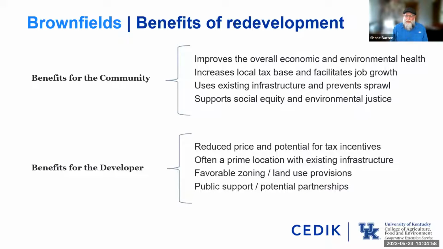But for developers, they often get the benefits of a reduced price because there may be some kind of contamination or perceived contamination. Often they can work with their local municipalities to get some tax incentives, or maybe even their state. Because those infrastructure elements are connected, they are often in prime locations. Remember earlier today, folks were talking about those riverfront properties. Oftentimes we'll find brownfields in those riverfronts, which are perfect for redevelopment and creating great community spaces.